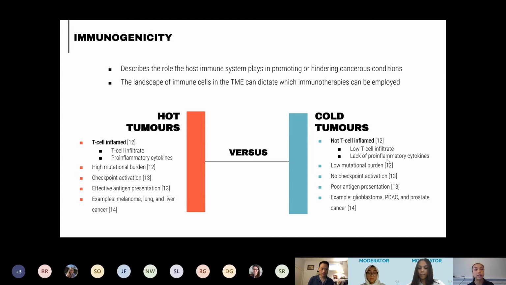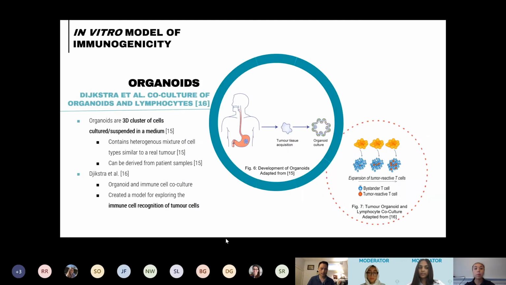In contrast, however, cold tumors have a deficiency in surface proteins that aid in immune recognition. Melanoma, lung, and liver cancers all typically have hot tumors, whereas cancers such as pancreatic, glioblastomas, and prostate are often immunologically cold. A promising in vitro model to explore tumor immunogenicity is organoids.